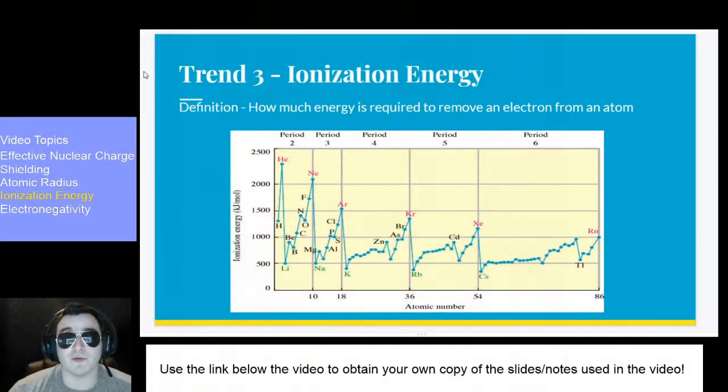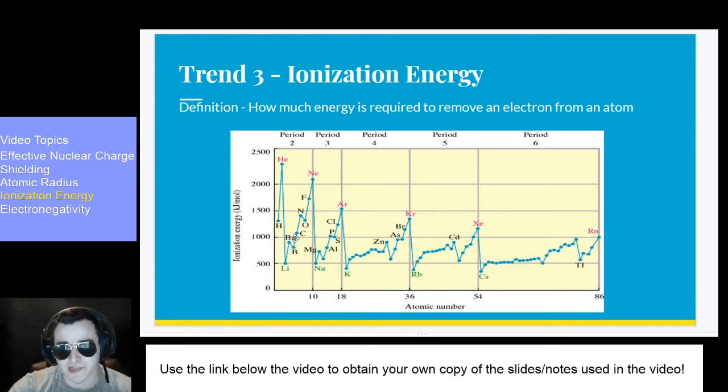All right, the next trend we'll be examining today on the periodic table is ionization energy, which is defined as how much energy is required to remove an electron from an atom. And here we've got a diagram in front of us which shows us in kilojoules per mole how much energy is actually required to remove an electron from various elements, right? And notice that it's very easy to track that these are the periods on the periodic table.